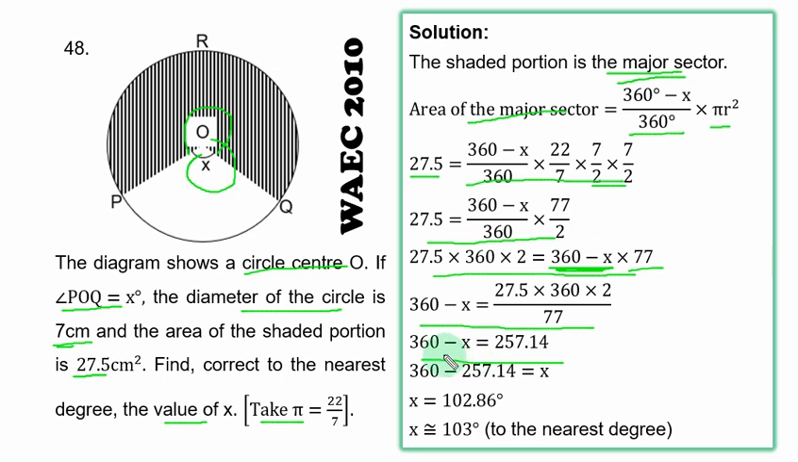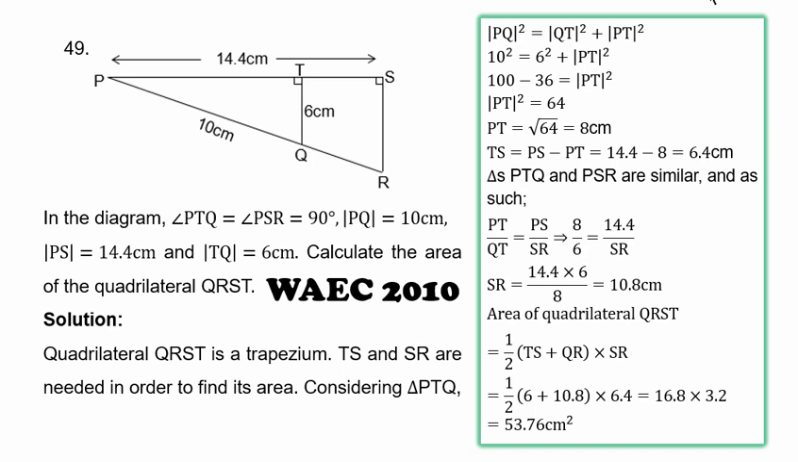This term needs to be positive, so you transfer it to the right and transfer this to the left. You have it in this form. After subtraction, S is equal to 102.86 degrees. To the nearest degree, S is approximately equal to 103 degrees. Example 49.